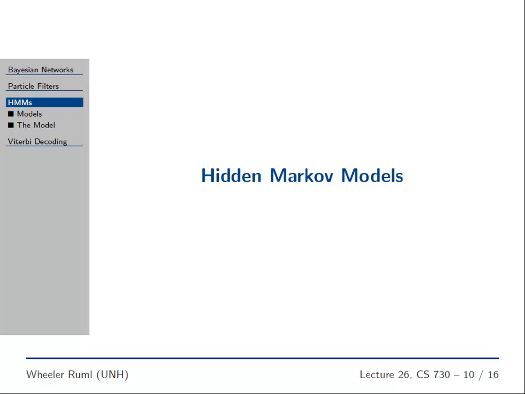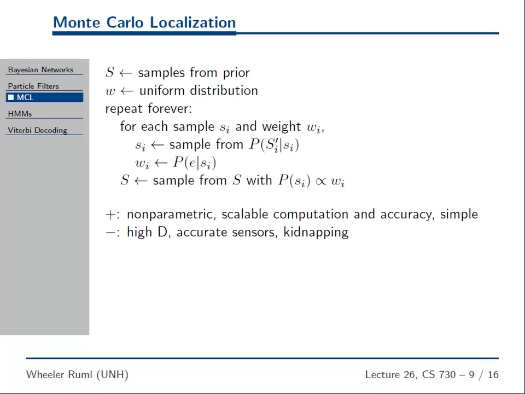Particle filtering was this way of doing reasoning under uncertainty through time, where here is the transition function and here's our sensor model. Hidden Markov models are exactly the same. So if you're happy with this, you'll be happy with the next slide.